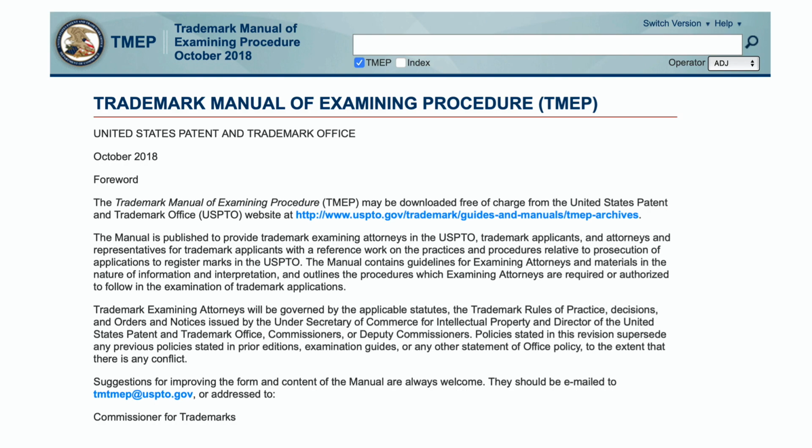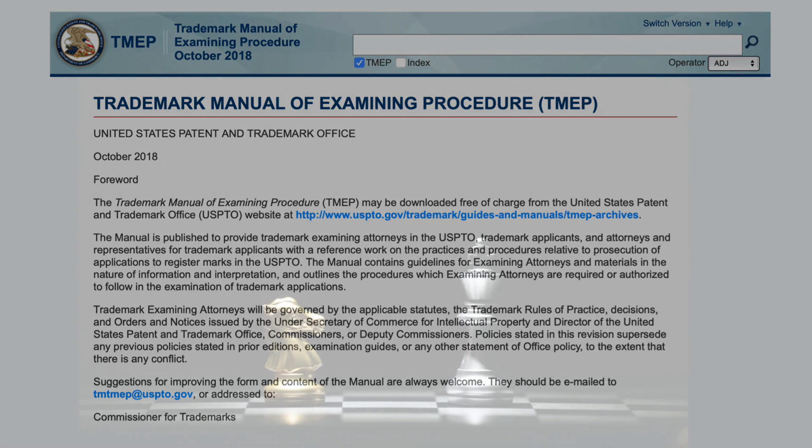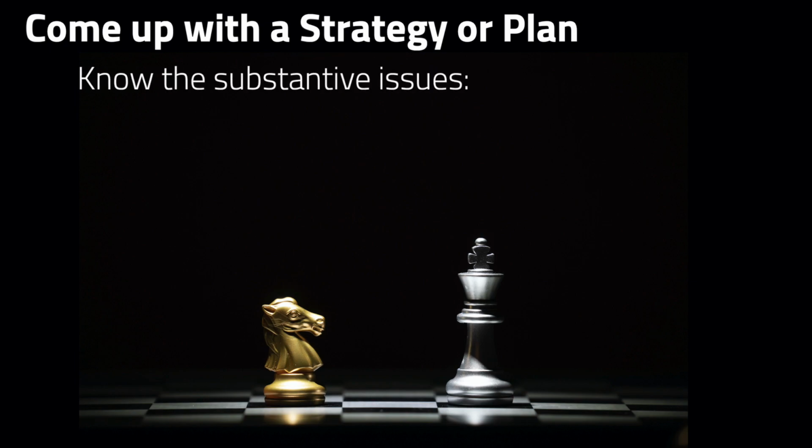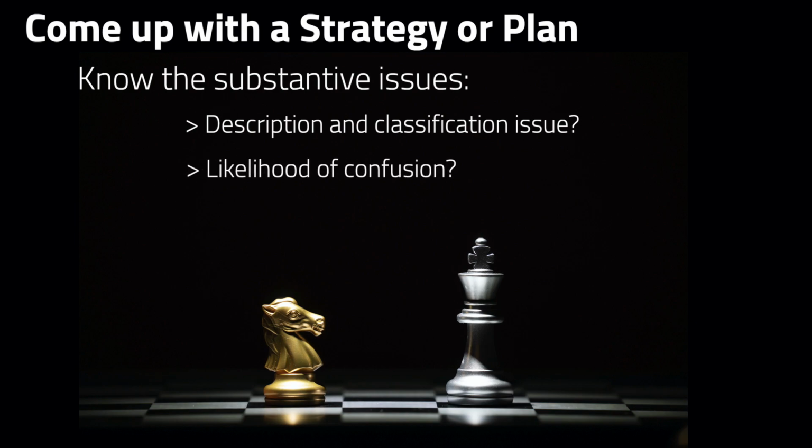In addition to knowing the rules and procedures to put together this strategy, you need to know the substantive issues that are in the office action and what they mean, whether it's the description and classification of the goods or services, whether it's a likelihood of confusion issue, whether it's a mere descriptiveness refusal, or something else. Perhaps it relates to the specimens of use.